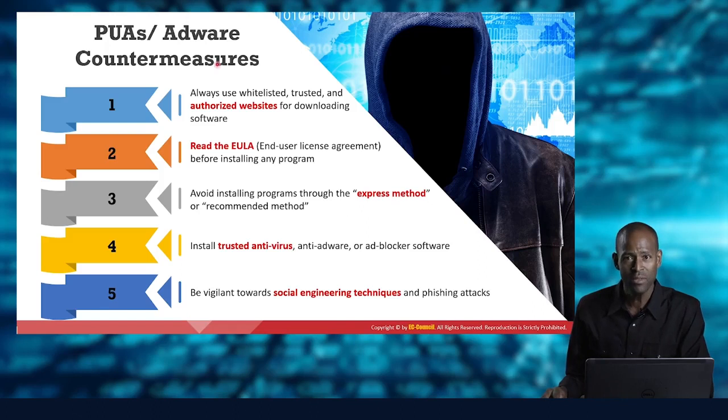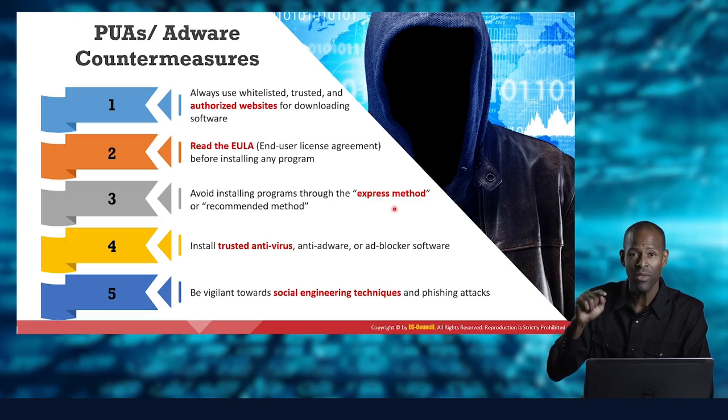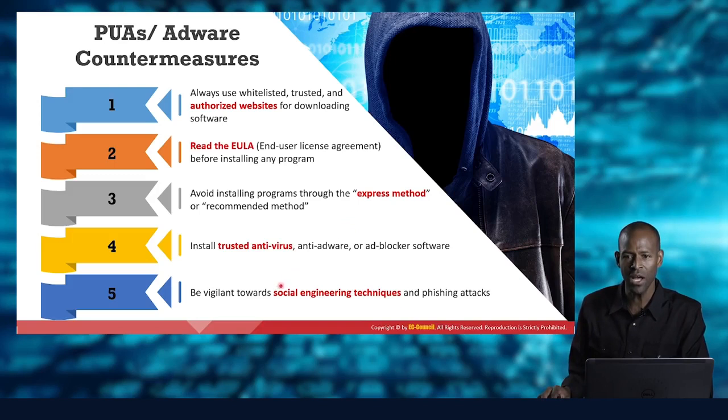It can help you with PUAs, PUPs, adware, and grayware. Avoid installing the express method. In other words, you can have the express or kind of the manual method. Go through the manual one step at a time, checking everything. And most of the time, you're just going to hit next. But now and then, like I was telling you with that piece of software I installed, you'll find something and take the check out of all the grayware boxes. This, number 3, is what happened to me. Install trusted antivirus, anti-adware, ad blockers.